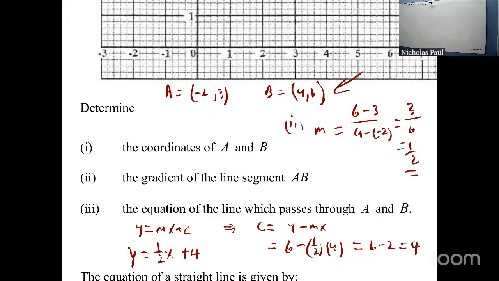It doesn't matter. If you use minus 2, 3, you should still get 4. It doesn't matter what you choose. So you'll get 3 plus 1, which is 4. So whichever point you use, you'll get the same thing.